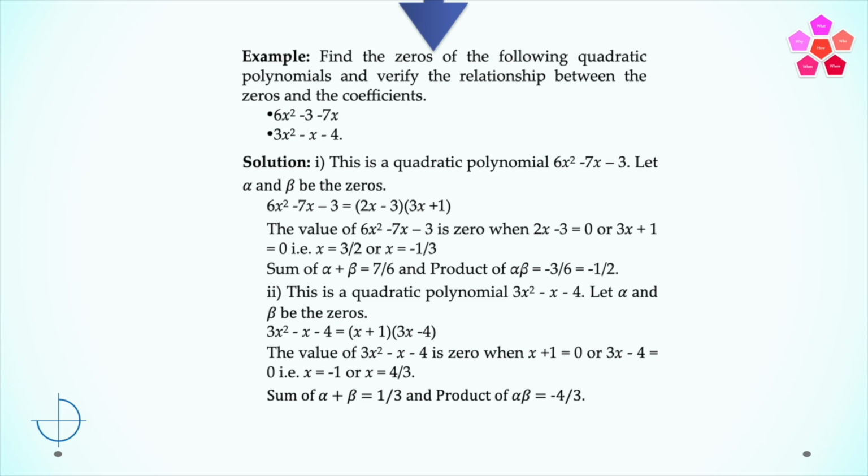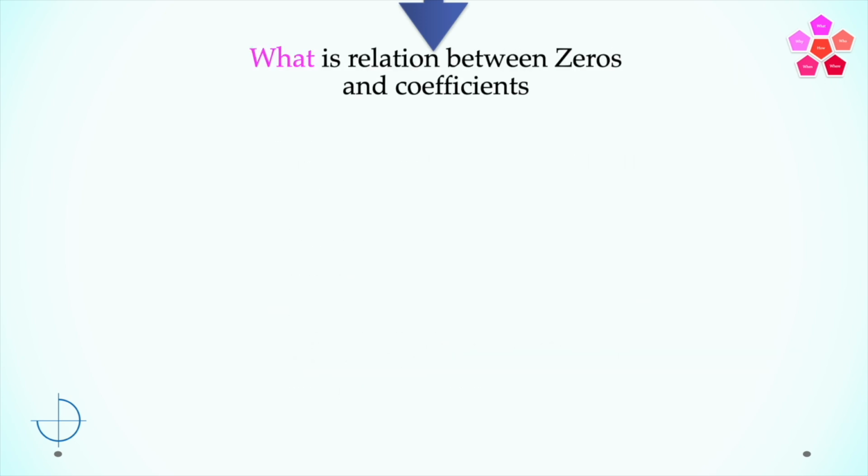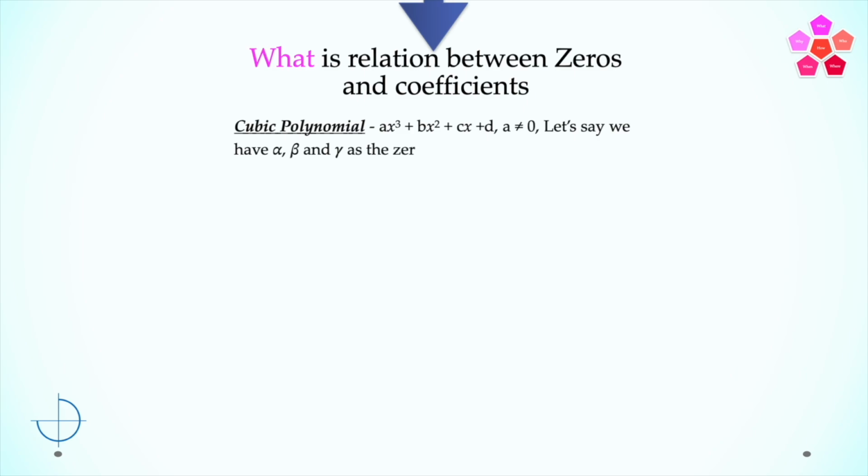So let's continue with the relationship between zeros and coefficients for cubic polynomials. For cubic polynomials of the form ax cubed plus bx squared plus cx plus d, where a is not equal to 0, let's say we have three zeros, alpha, beta and gamma. Alpha plus beta plus gamma is equal to minus b by a. Alpha into beta plus beta into gamma plus gamma into alpha is equal to c by a. Alpha into beta into gamma is equal to minus d by a. Proof of the same is something for an advanced class.